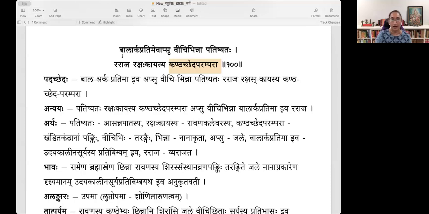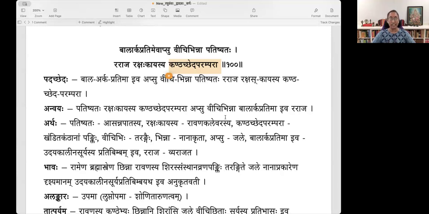So here, see how the description is such that the body of the rakshasa is there, rakshakayasya. Kantha cheda parampara, he had 10 heads here, and all 10 of them were just sliced and they fell down. Each of those heads was also oozing blood here. So they were red in color, and usually the neck portion will also be a little red in color, like the sun coming out. As it is coming out, it is a little red in color. So in the same manner, these heads also fell on the waters.